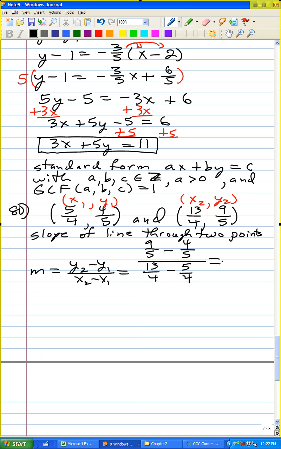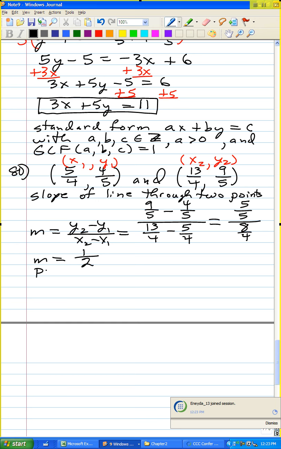Well, these have nice common denominators. And so 9/5 minus 4/5 is 5/5. 13/4 minus 5/4 is 8/4. 5/5 is 1. 8/4 is 2. So the slope is 1/2. And so now let's use the fact that we have a point and a slope. So let's use the point slope form.